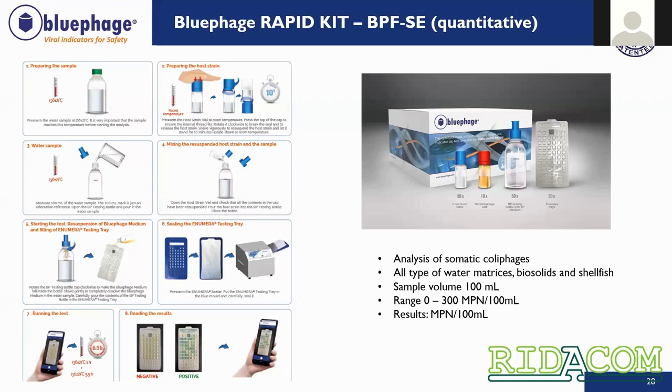This kit must be used between 0 and 300 MPN in 100 milliliters. So we are expecting higher results to be handled by diluting the sample. And as we said before, this is one kit that allows you to analyze water, but also biosolids and shellfish.